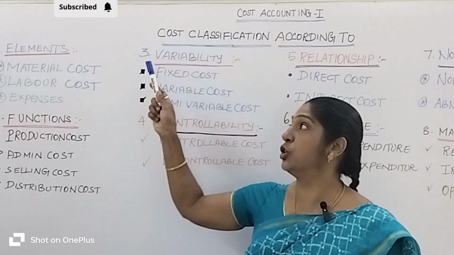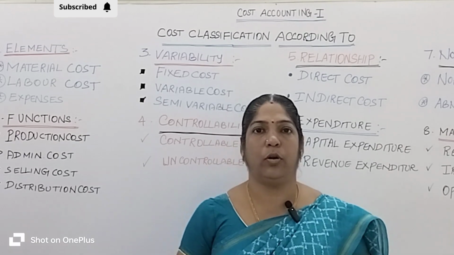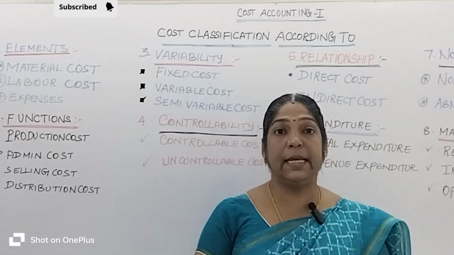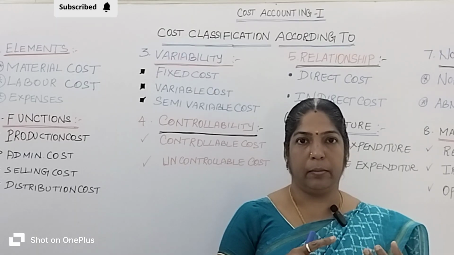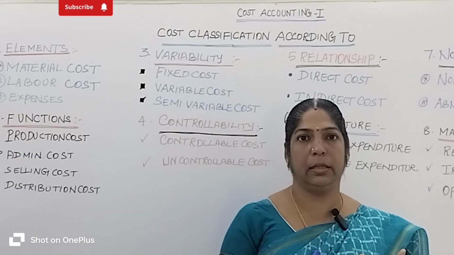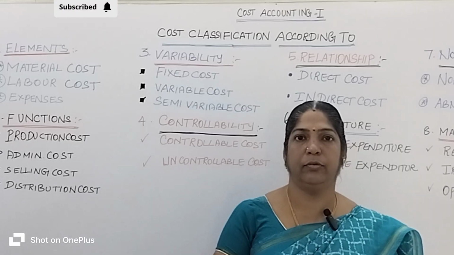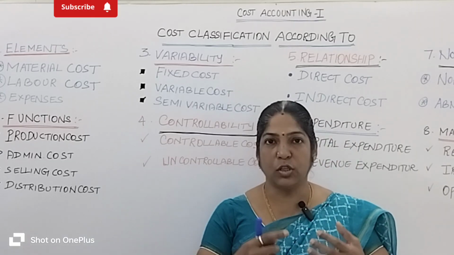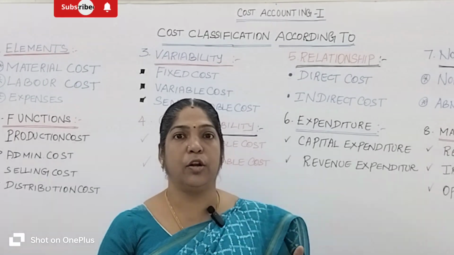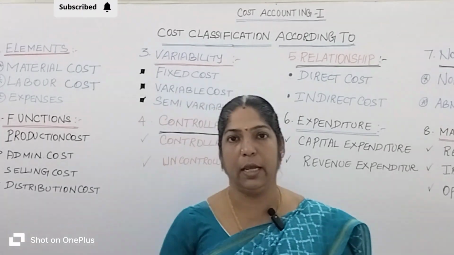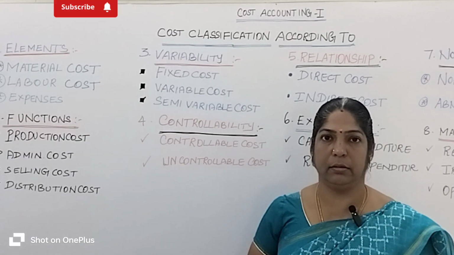First one is cost classification according to elements. If you take a water bottle, what are the things we need to make a water bottle? We need plastic, then machines, then workers, and finally electricity. Okay, so these 4 things, these 4 costs, are divided into 3 elements. What are they? That is material cost, labor cost, and expenses.